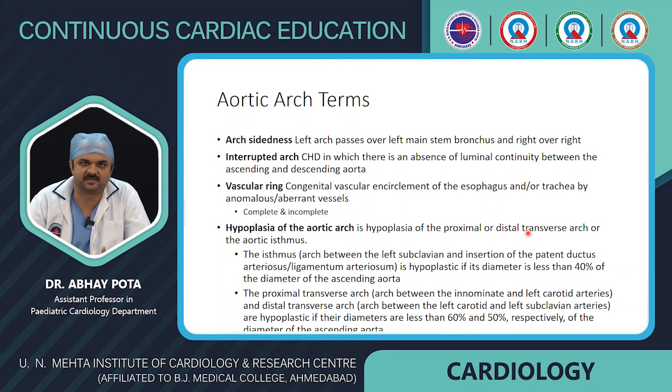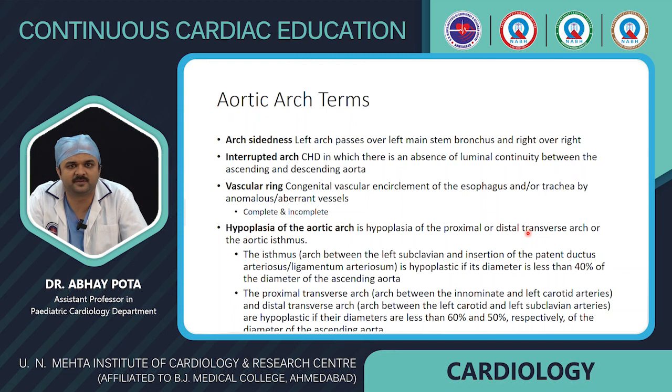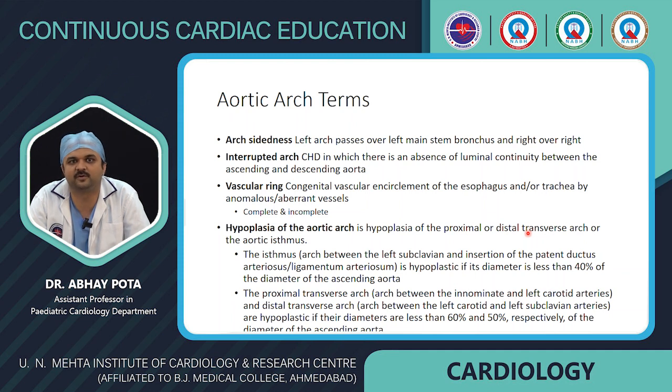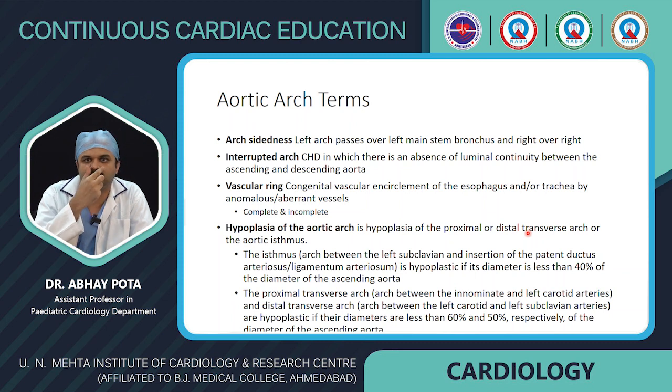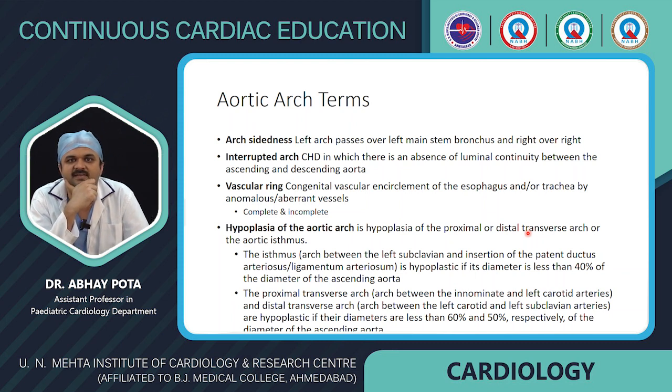Hypoplasia of the aortic arch. What is hypoplastic arch? It is hypoplasia of the proximal or distal transverse arch or the aortic isthmus. The isthmus, what is isthmus by the way? Isthmus is the arch between the left subclavian and insertion of the patent ductus arteriosus or ligamentum arteriosum. The isthmus is called hypoplastic when its inner diameter is less than 40% of the diameter of the ascending aorta.